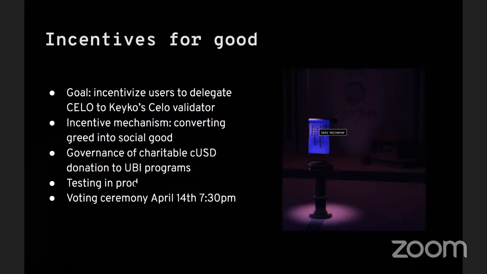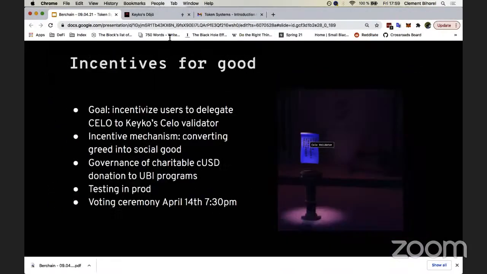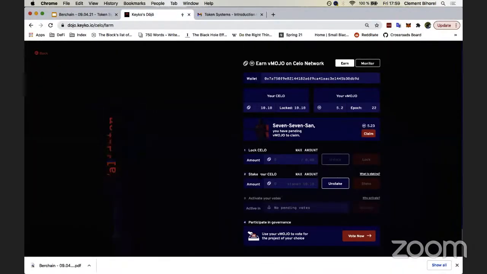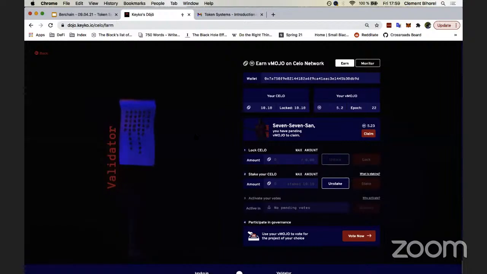We're testing in prod. Funnily, we're testing in prod because we are launching the first voting ceremony next week, Wednesday, 7:30 p.m. And I'm going to show you briefly what the app looks like and what this is about. But basically, this is the web page.